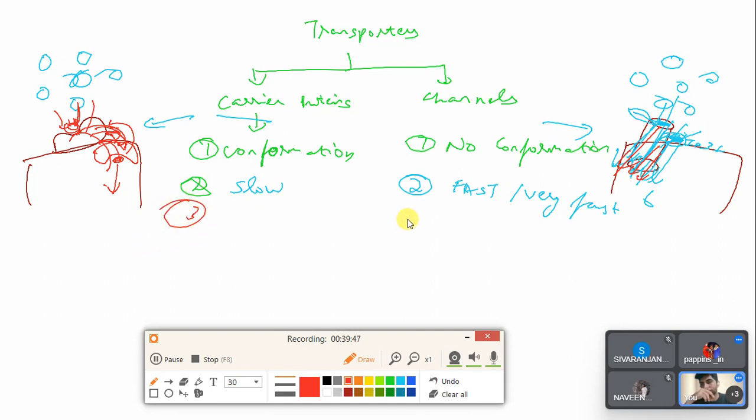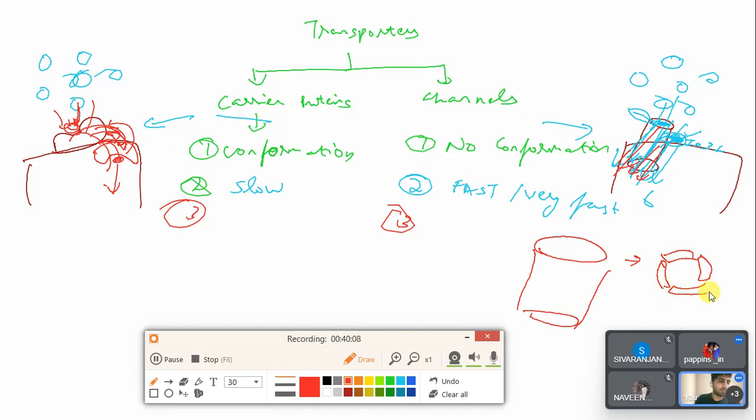Third thing, these channels are not a single unit, they are made up of multiple units. So basically they're multimeric units. It will form a circle, but it's a combination of subunits. It's not monomeric, it has multiple subunits. It's not a single unit, but carrier proteins are mostly a single unit, a monomeric unit. So that's one of the differences.